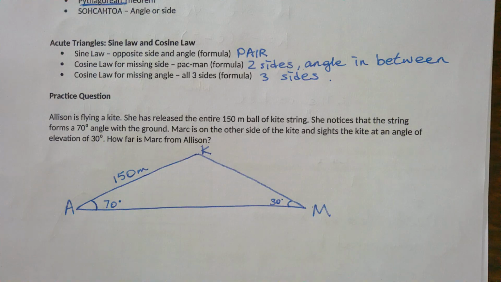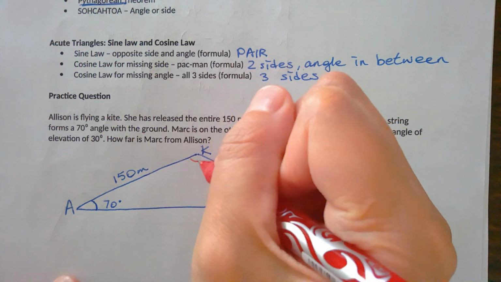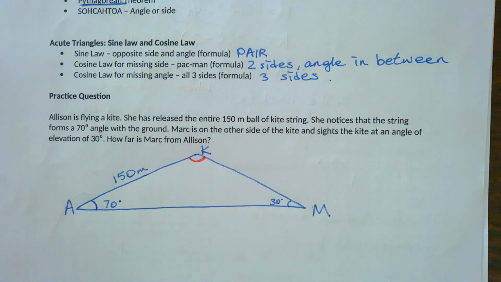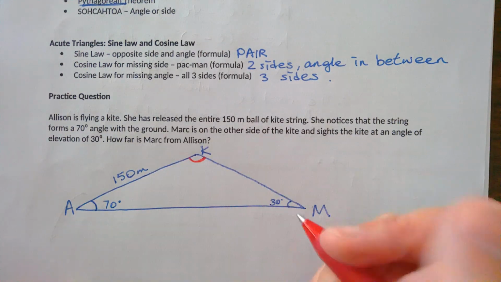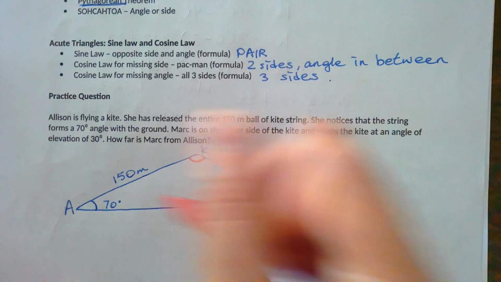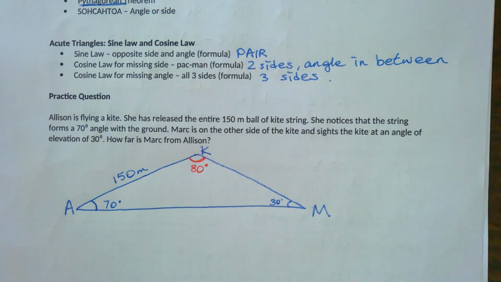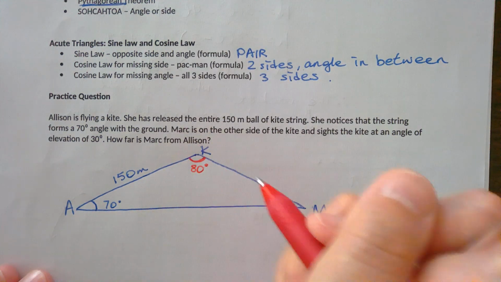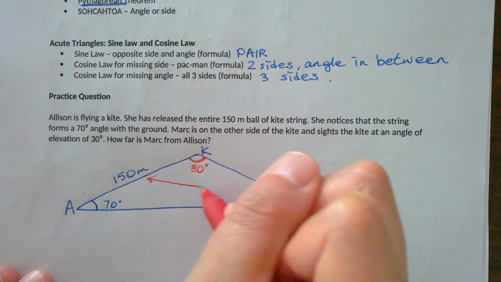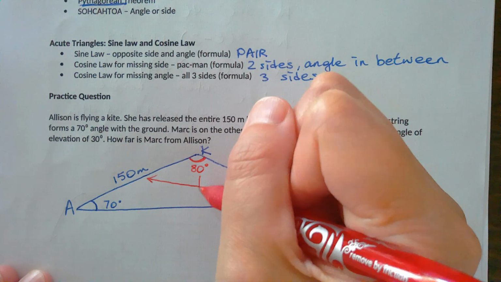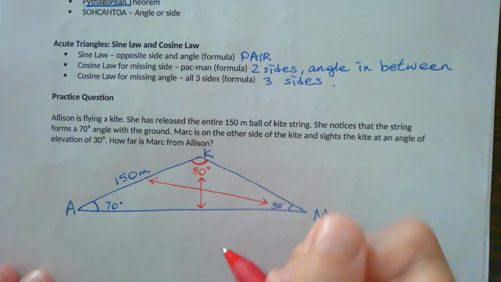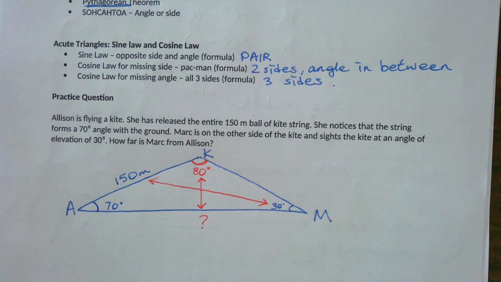But you can find the other angle by doing 180 minus 70 minus 30. Right, I can find this angle right here. There's actually a couple of different ways to do this question, but let's say I did this. Because this is 30, 70, that means this angle here is 80 degrees. It's not drawn to scale. Now I have this pair, so I can use this pair to figure out what this is.